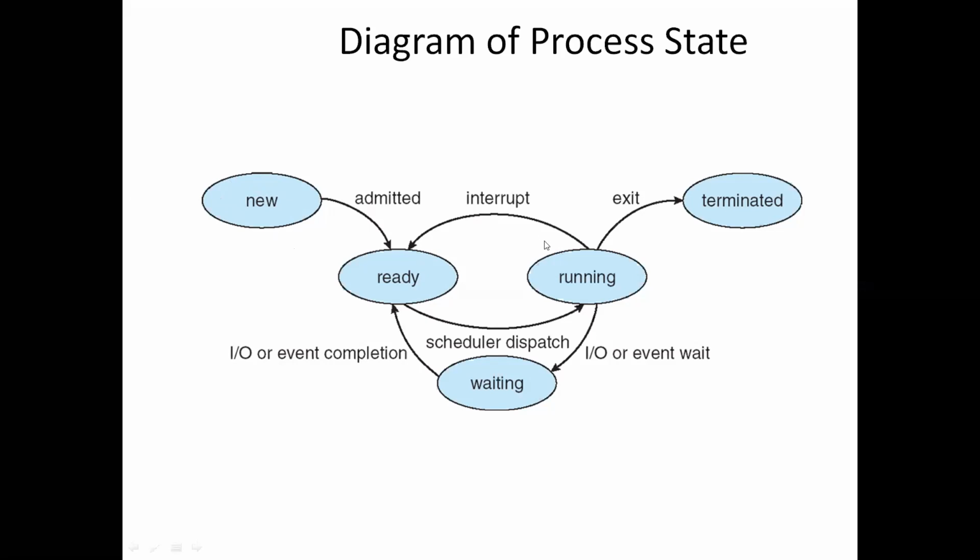Then we have the ready state. In the ready state, the process is waiting to be assigned to a processor. The process is already created and is ready to execute, so that process will be kept in the ready state. It will be waiting for CPU time. That's what you need to understand here.